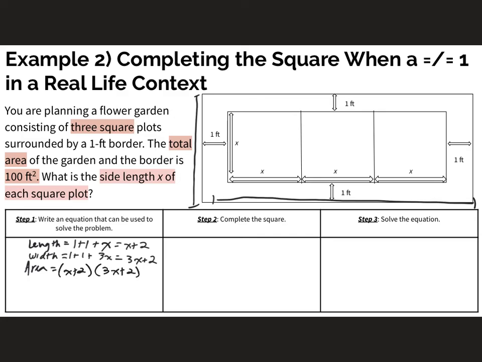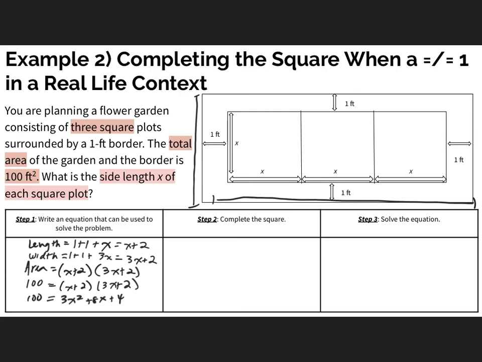We know that our total area is 100 feet squared, because that was given to us. So we can substitute in 100 for our area, and we get x plus 2 times 3x plus 2 equals 100. Because step 2 requires us to complete the square, I'm going to expand this out. You can take a minute to do the box method, but when we expand, we get 3x squared plus 8x plus 4 equals 100. And now I can move into completing my square.